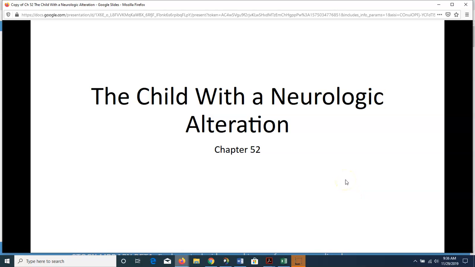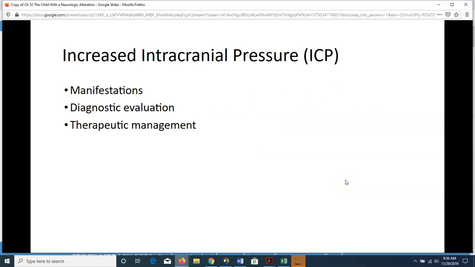Chapter 52, The Child with a Neurological Alteration. Increased intracranial pressure, ICP, reflects the pressure exerted by the blood, brain, CSF, and any other space-occupying fluid or mass. Increased ICP results from a disturbance in the autoregulation and is defined as pressure sustained at 20 millimeters of mercury or higher for 5 minutes or longer.